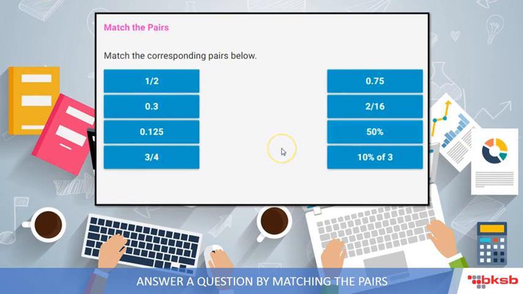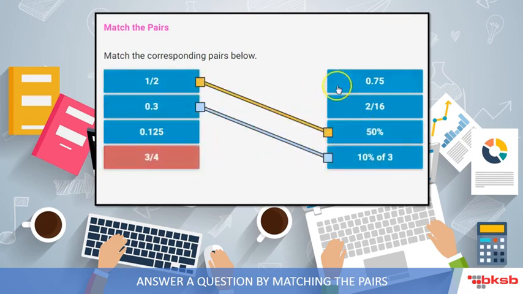In this question type, you need to match the pairs. To do this, select an item on the left of the screen, then select the matching answer on the right. A line will appear between the two selected items. To change your answer, select each item again to remove the line.